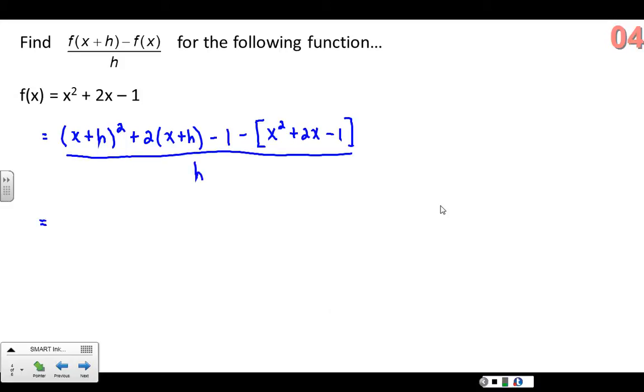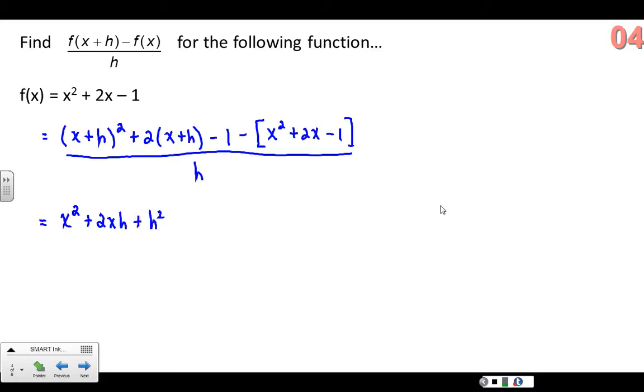Okay? So we need to work out the x plus h squared. You could write that down twice and do the FOIL method. Or you could square the binomial like we learned in earlier algebra classes. Square the first term, so x squared. Multiply the 2 terms together and double it. So x times h doubled would be 2xh. And then square the last term, so h squared.